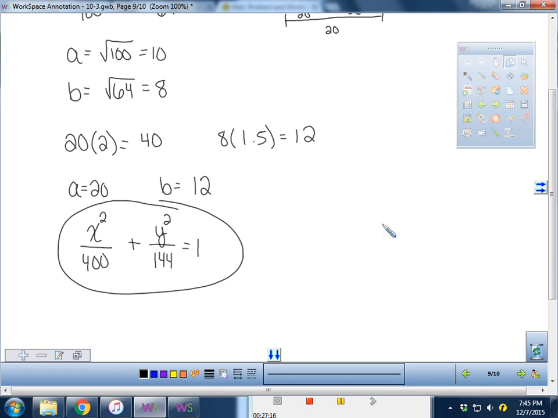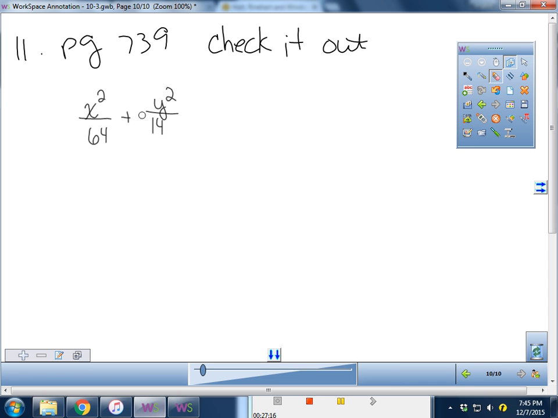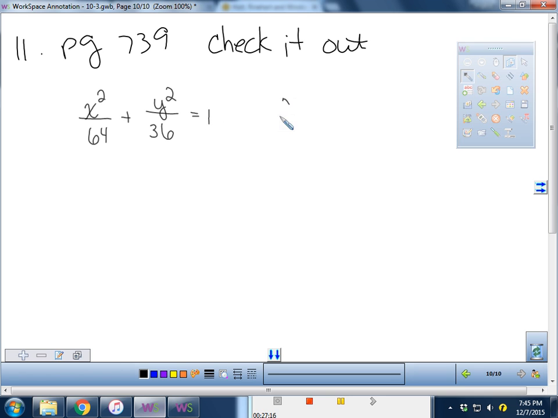All right, let's do one more just so we have a little bit of practice with this. All right, I'm going to read it to you. Engineers have designed a tunnel with the equation x squared over 64 plus y squared over 36, measured in feet. A design for a tunnel needs to be twice as wide. So I'll say 2 times as wide and 3 times as tall.